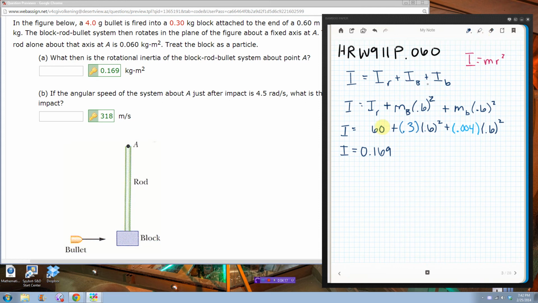So sorry about that. I didn't notice until I was typing it, and I was like, wait a minute. Okay, let's see, kilogram meters squared. Okay, so that's my answer to A, and that is in fact what the key says, so we're good there.